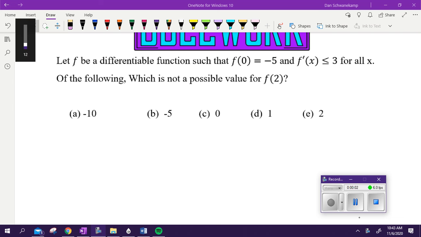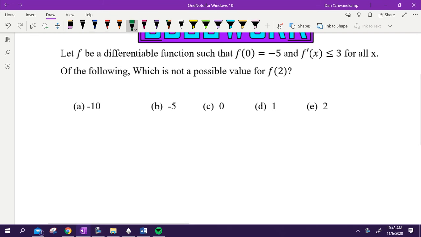So we're getting ready for our quiz today. We're going to work on just doing some practice today, a little bit of whiteboard review in general. Let f be the differentiable function where f of 0 is negative 5 and f prime of x is less than or equal to 3. What is not a possible value of f of 2?